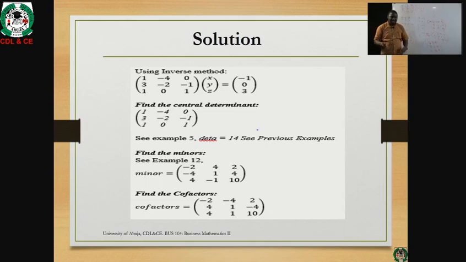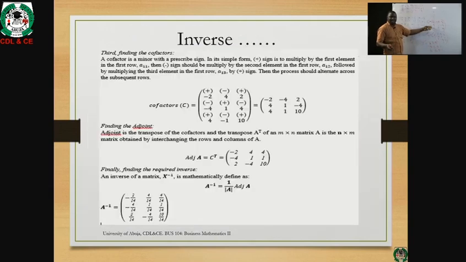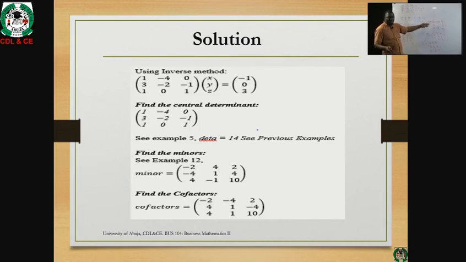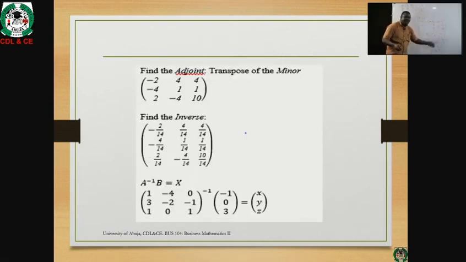Now, the next stage is to proceed to the inverse. Find the minor, which is exactly what we have done here. Find the cofactors, which is exactly what we've done here. Are we together, class? Then after the cofactor, we find the adjoint, transposing it to get the adjoint, then find the inverse. This is where we stop. The inverse that we have is what we are now going to use to multiply the constants of this matrix. All we need to do is multiply it by minus 1, 0, and 3. We multiply it all through, and that will give us the values of x, y and z.